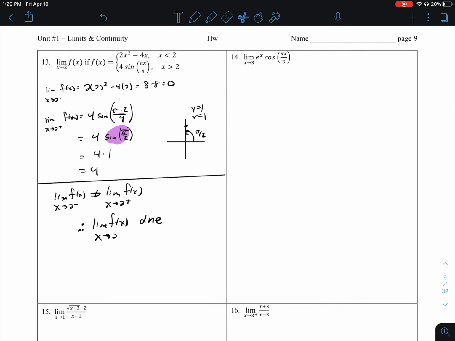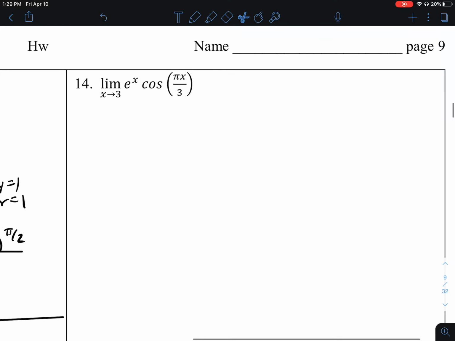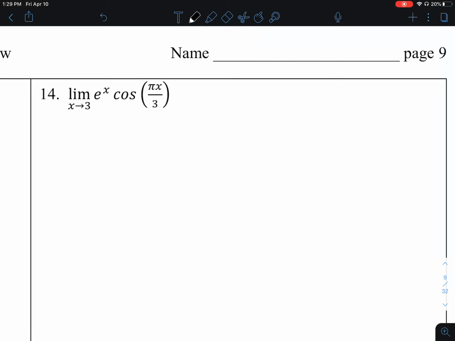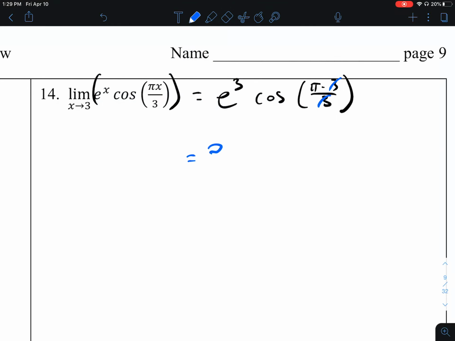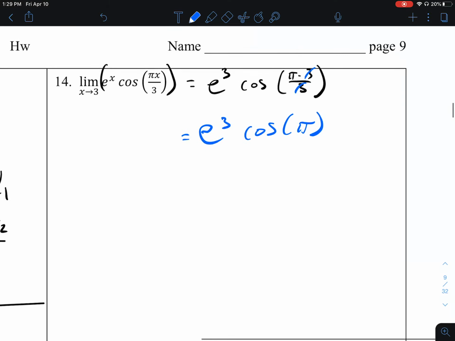All right, 14. We can evaluate this directly. This should be in parentheses once again. So this would be e cubed times cosine of pi times 3 over 3. The 3's cancel. So we get e cubed times cosine of pi. Cosine of pi is negative 1. So this is negative e to the third.